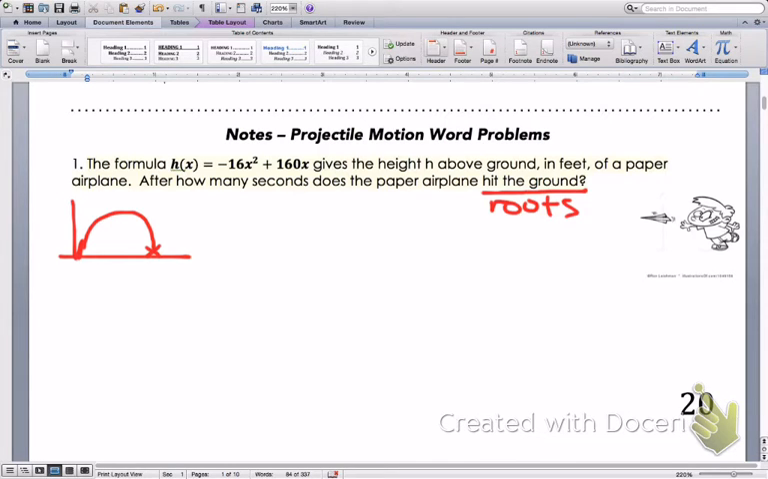So our goal is, when does h of t, or h of x here, equal 0? So I'm going to write my equation down, negative 16x squared plus 160x. And when does this equal 0? So I know there are three ways to solve a quadratic. I can do the quadratic formula, I can factor, or I can complete the square. In this case, I'm going to factor. It's usually the easiest one.